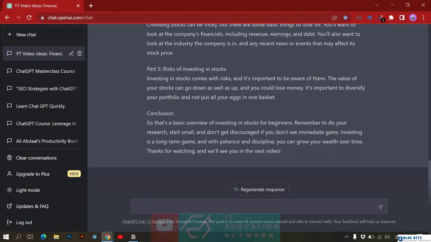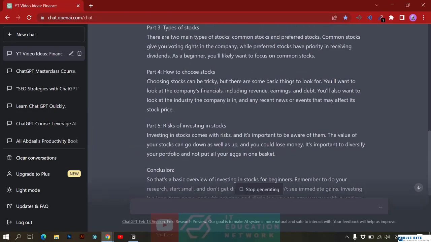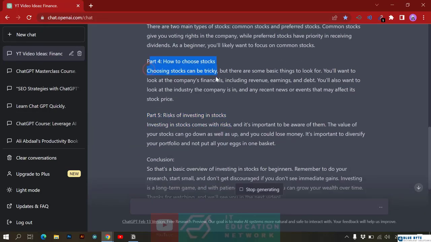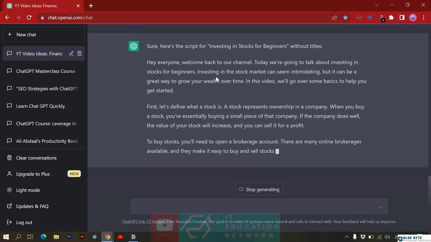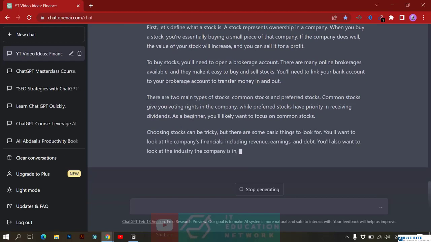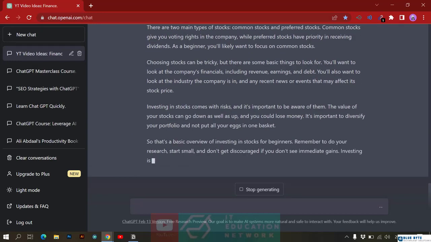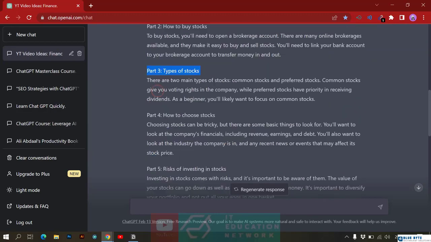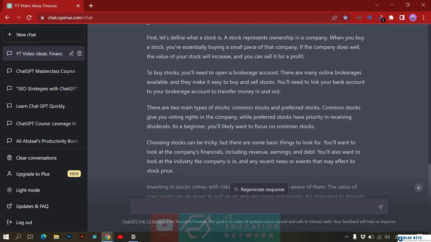I can say, remove titles. Let's remove the titles, if ChatGPT understands what I'm saying. Okay, so it has removed the titles. So it has something like, to buy stocks, and then two main types of stocks are, choosing stocks may be tricky, investing in stock comes with risk. Okay, so now we have removed all the titles because I don't want them. I want it to be a simple YouTube script. So this is our script. We have created our YouTube script.